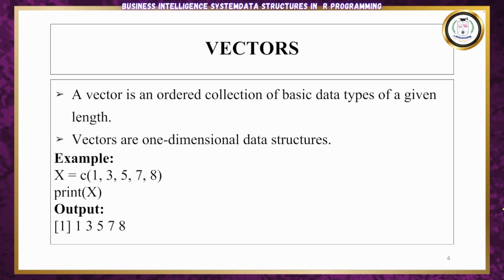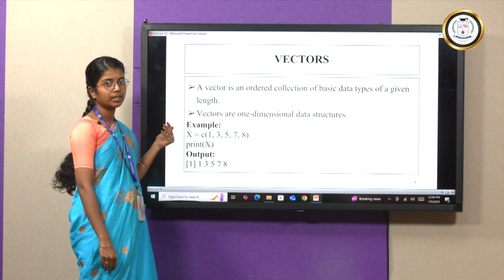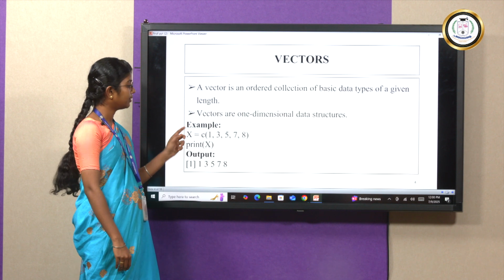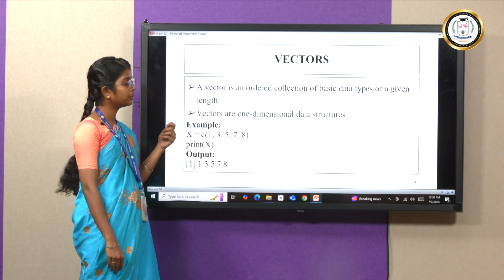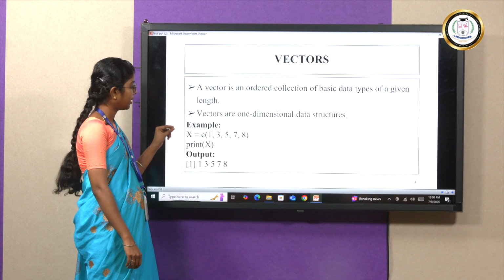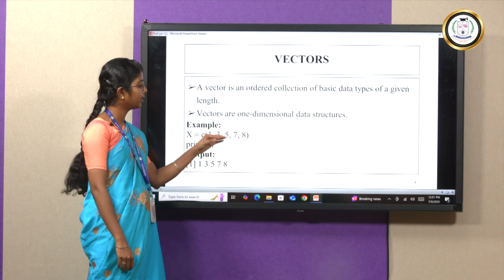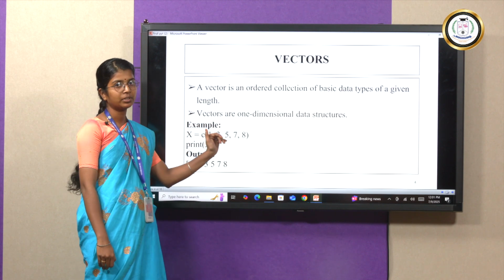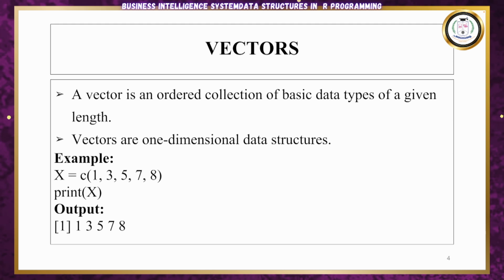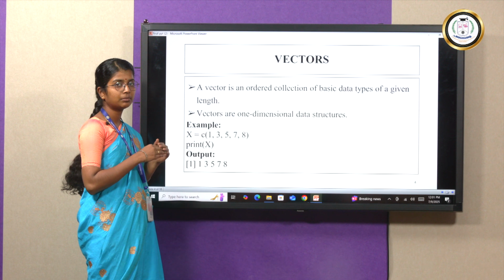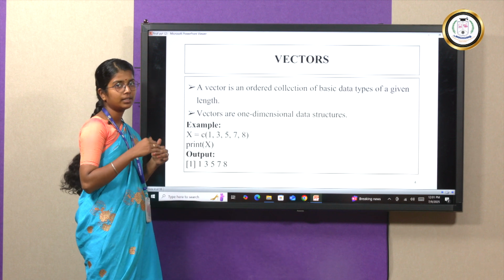We'll see a small example. X is a variable, and we are assigning it equal to c, which is the function we use for creating vectors. So X equals c of, in the brackets, we must give all the integer elements whichever we have. And if we give print X, we'll get the output as the values which we have given. It will be considering only the same data types. We should not add different data types together.